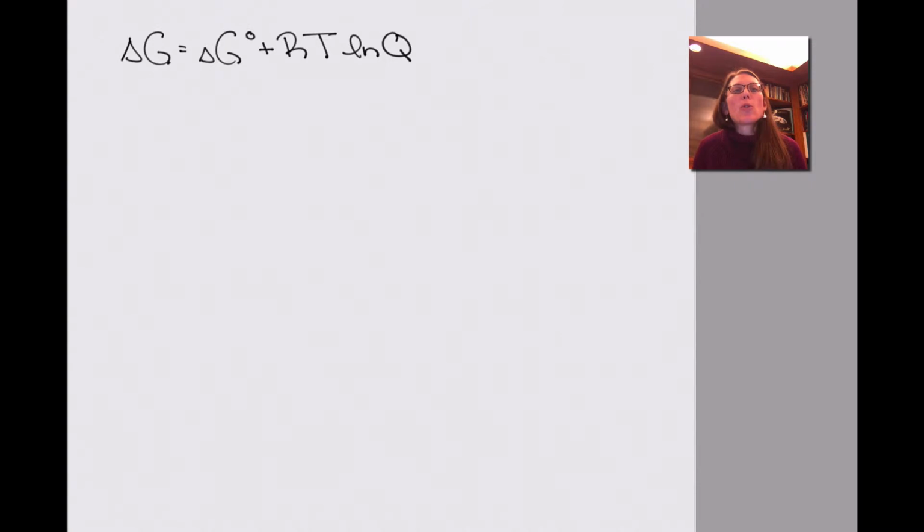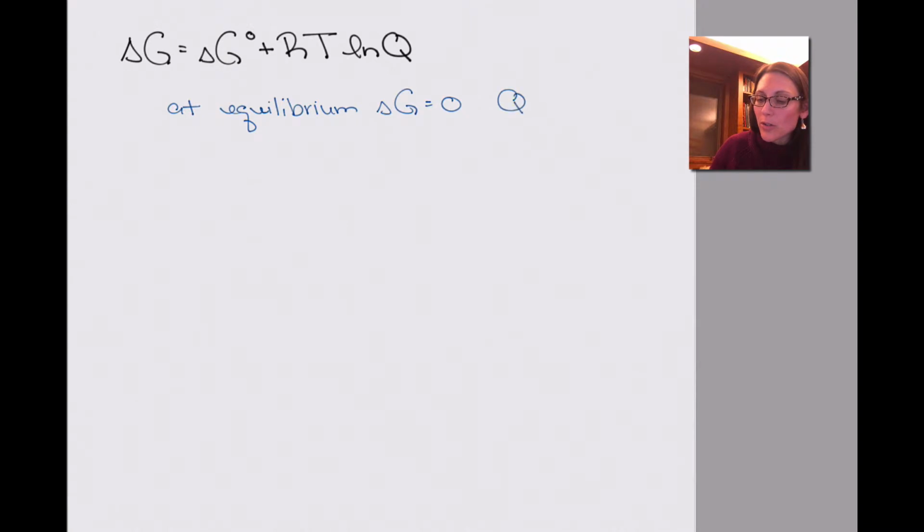So as useful as that equation is in terms of determining what the value for Gibbs Free Energy will be under any particular conditions, it also allows us to gain some insight into the equation itself and the relationship between Gibbs Free Energy and the equilibrium constant. So if I take a look at this, we know that at equilibrium, delta G is equal to 0 and Q is equal to K.